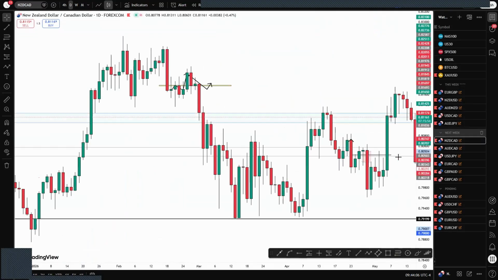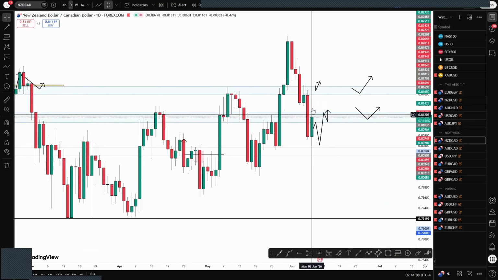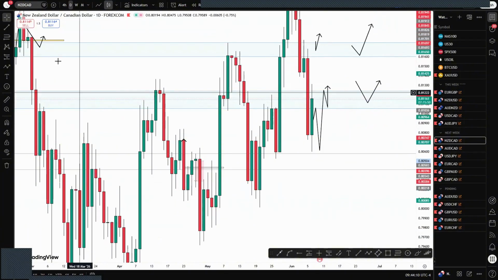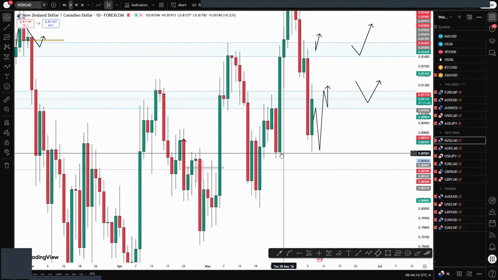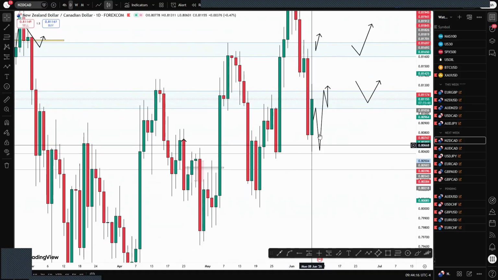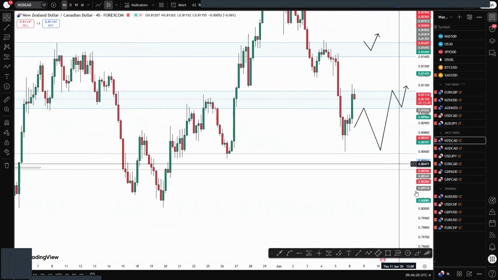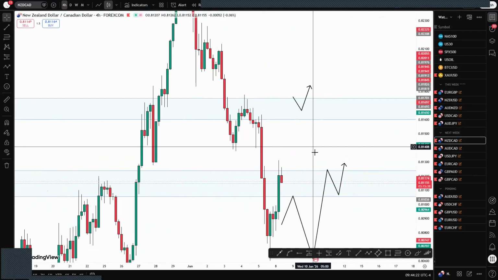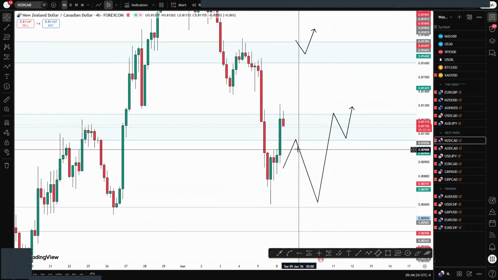The card, price is buying. No, it rejected the daily higher low. That's very nice. And now it's aiming up. It's at this point.